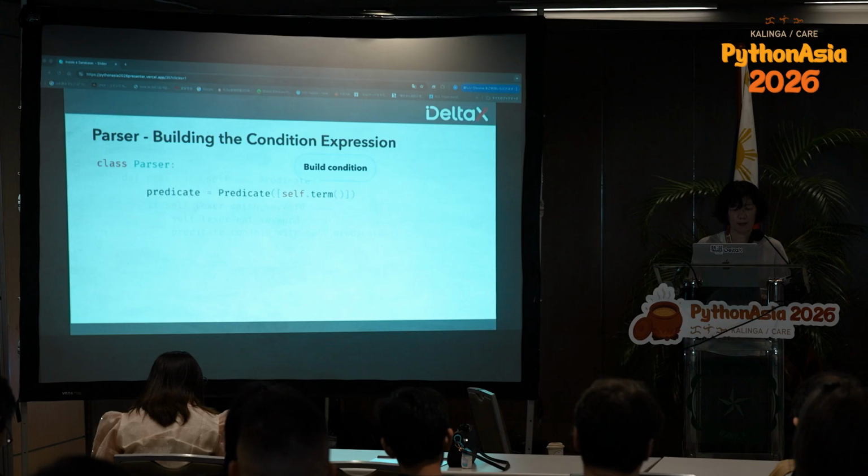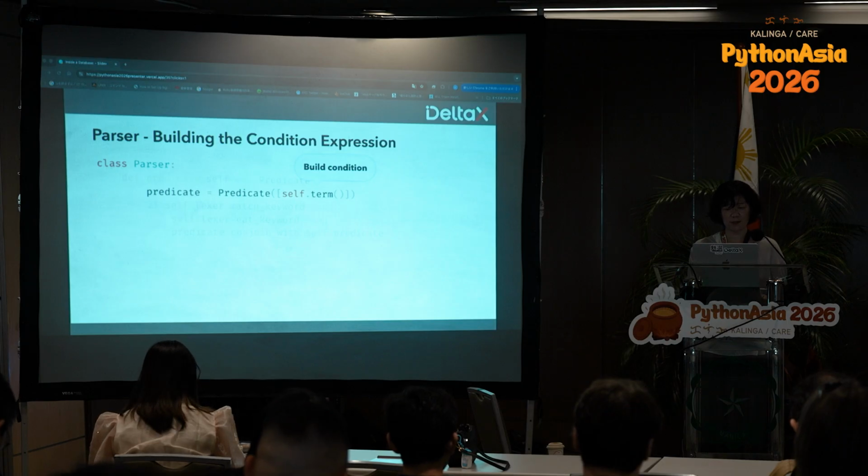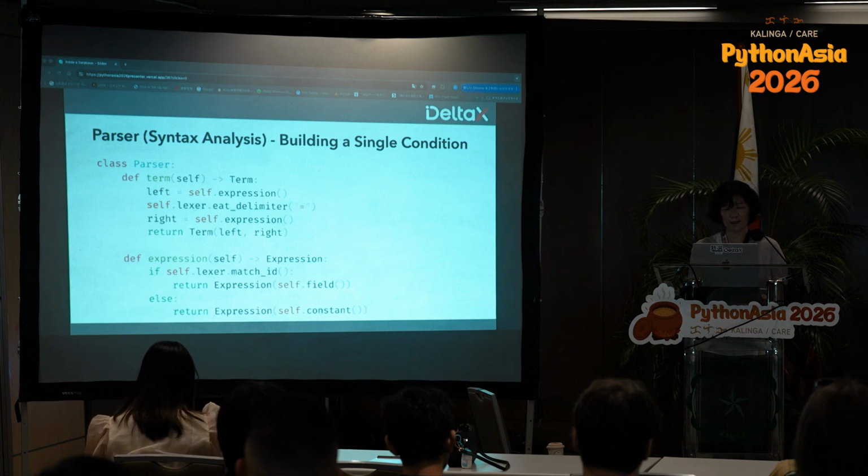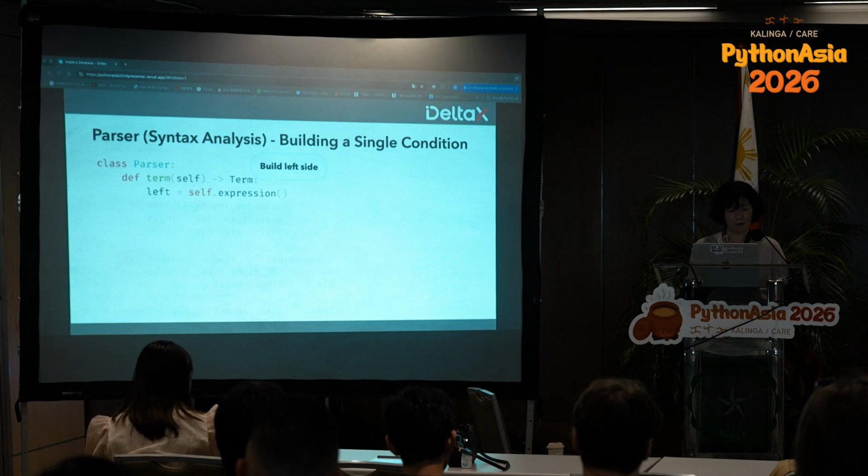A predicate can have multiple terms connected with AND. It starts by calling the term method to parse a single condition. The term method builds a single condition like name is Alice. It starts from the left side.